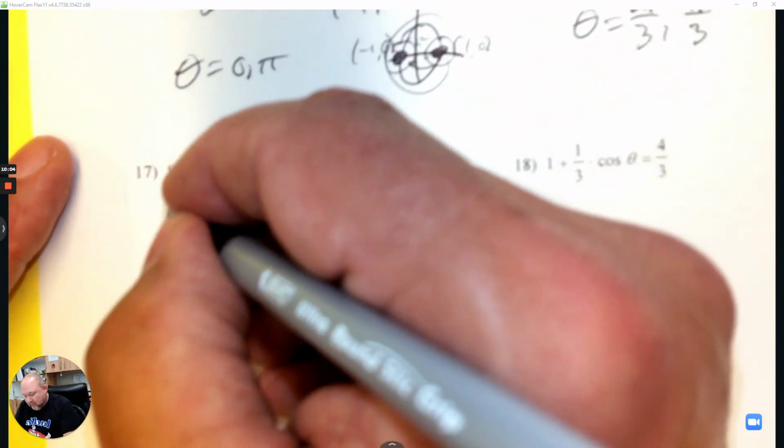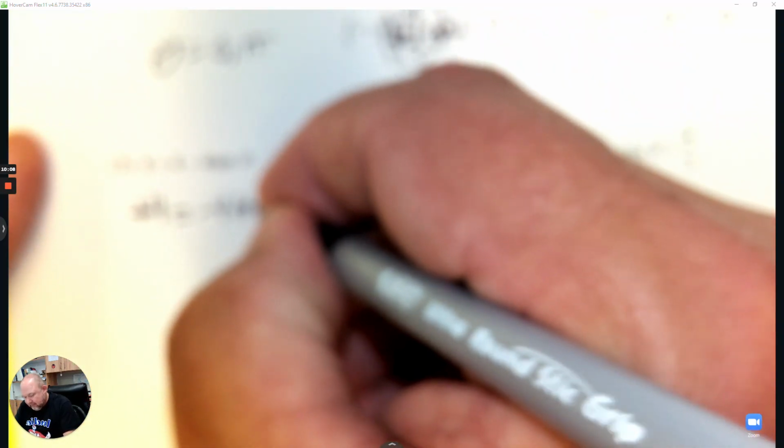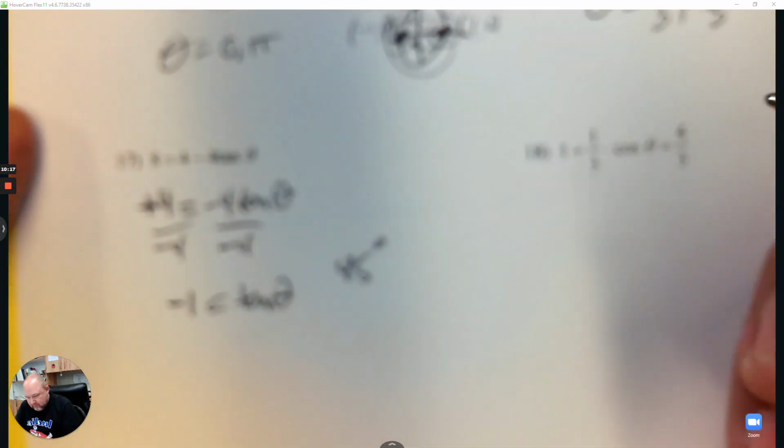So I'm going to subtract 4. 8 subtract 4 is 4. I'm also going to divide by negative 4. So I get the answer negative 1. I know that's a 45-degree reference angle, root 2 over 2, root 2 over 2, and so on.